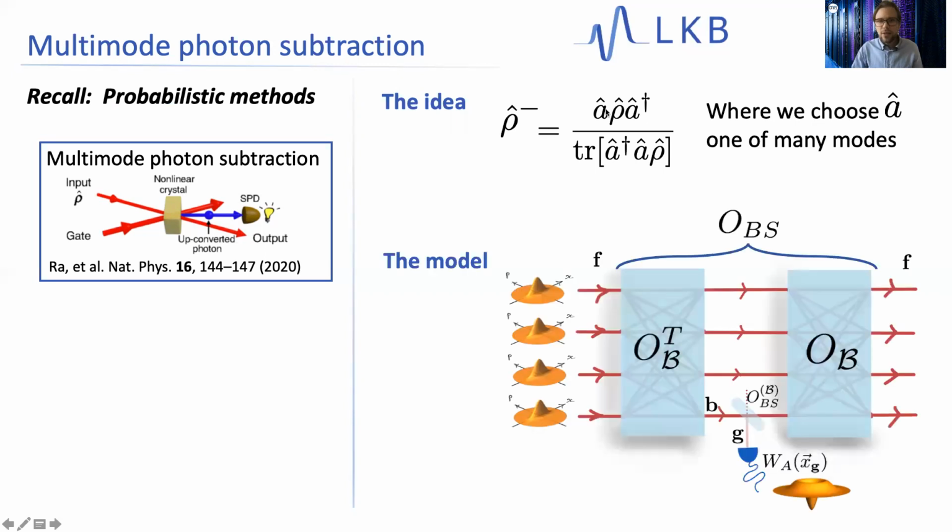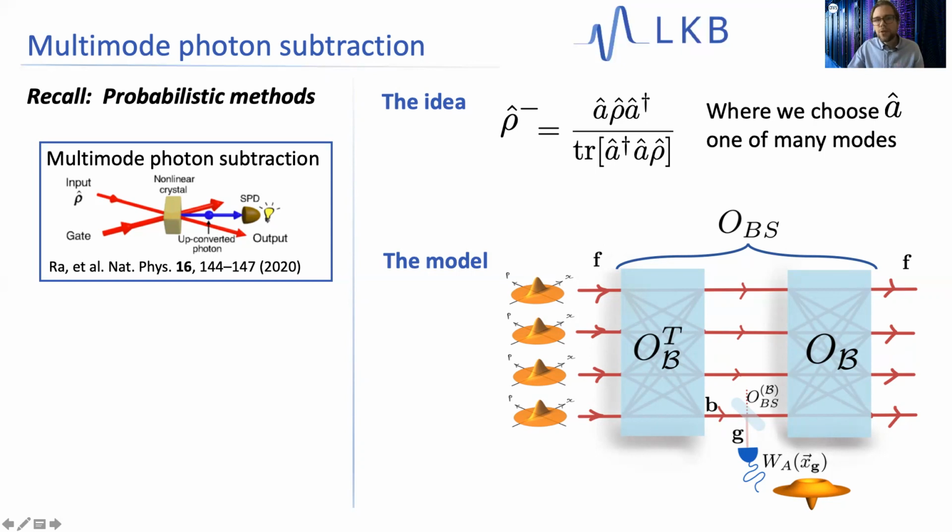So how do we model this? Well, we do the following. We take our initial state, whatever it may be, defined in a certain mode basis F. And now I'm going to inject the state into an interferometer. The only thing that I care about is that one of the modes that comes out, which I call B, is the mode in which I want to apply this annihilation operator. This is going to be the mode from which I want to subtract the photon.